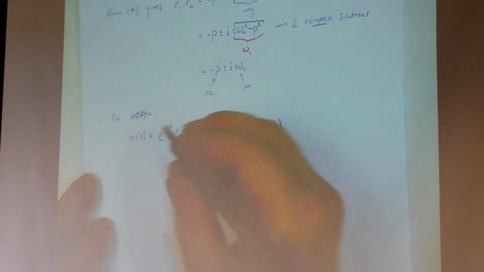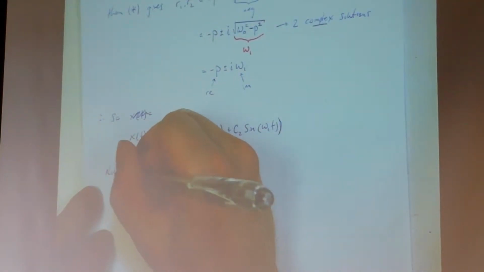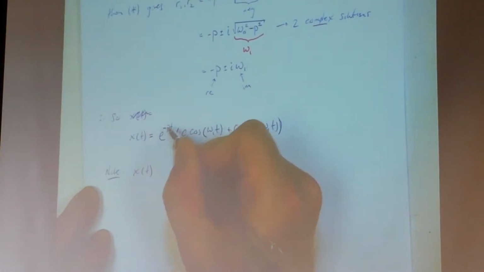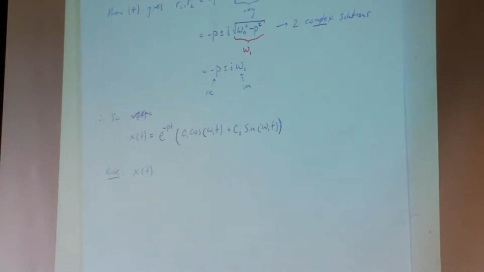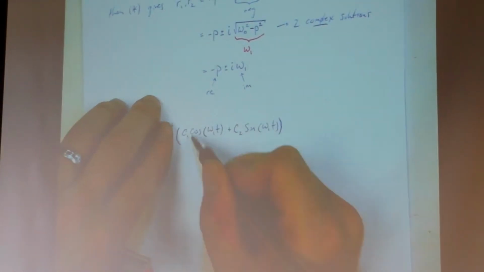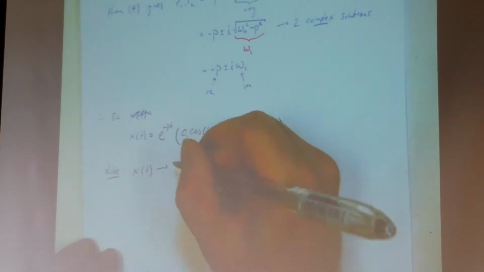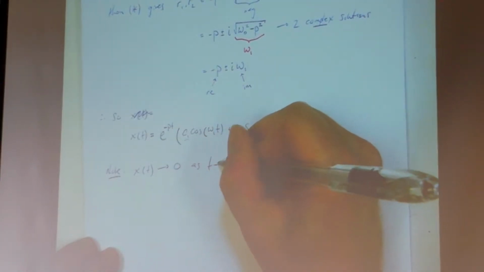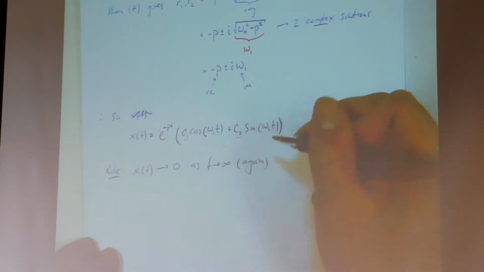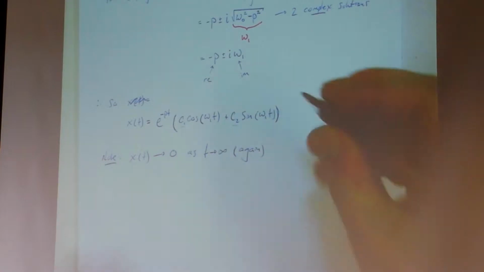So notice here a couple things. We got this e to a negative power. So as t goes to infinity, no matter what this oscillation does, this is going to have a constant amplitude. But this drives it down to 0. But it will still oscillate.